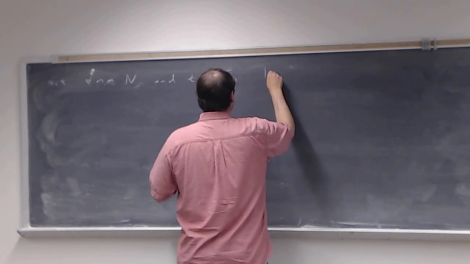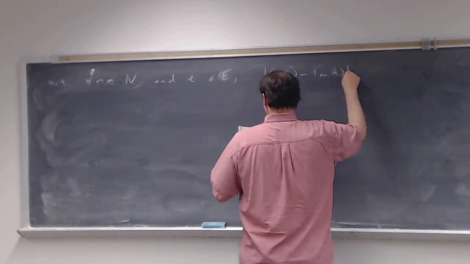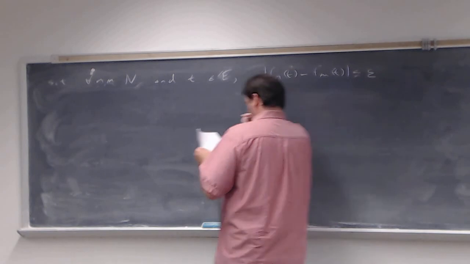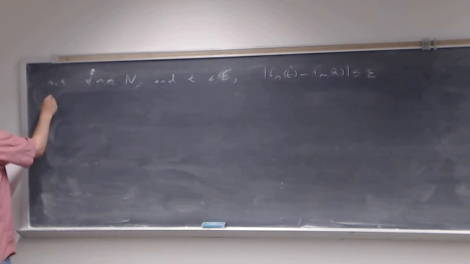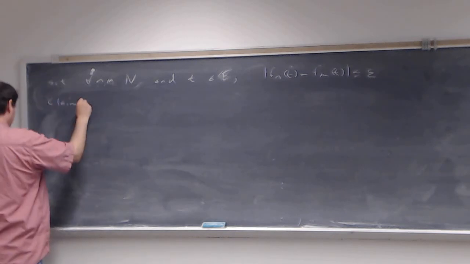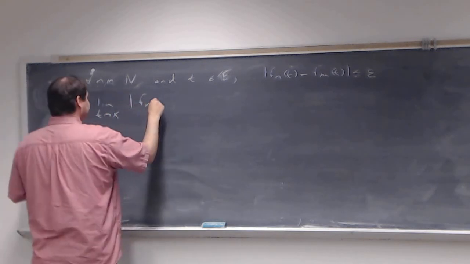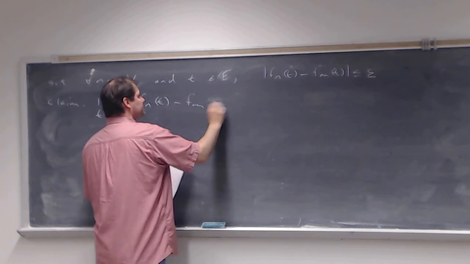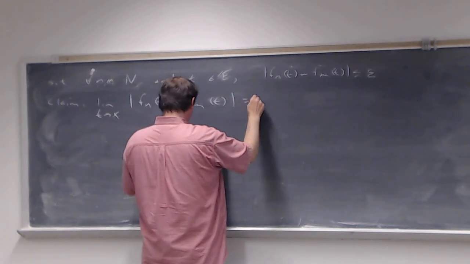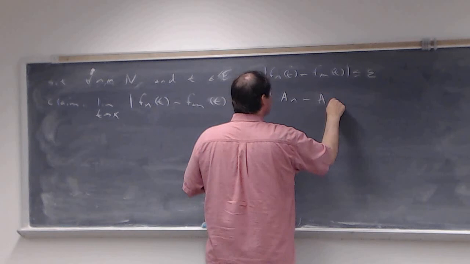we have the norm of f sub n of t minus f sub m of t is less than or equal to epsilon. And this is by the Cauchy criterion for uniform convergence. Now, a claim is that the limit as t goes to x of f sub n of t minus f sub m of t is going to equal the norm of a sub n minus a sub m.